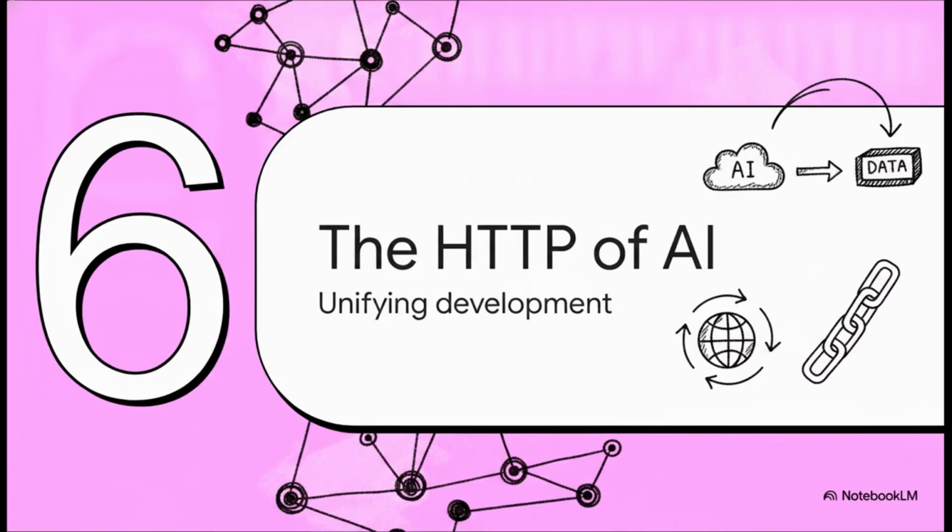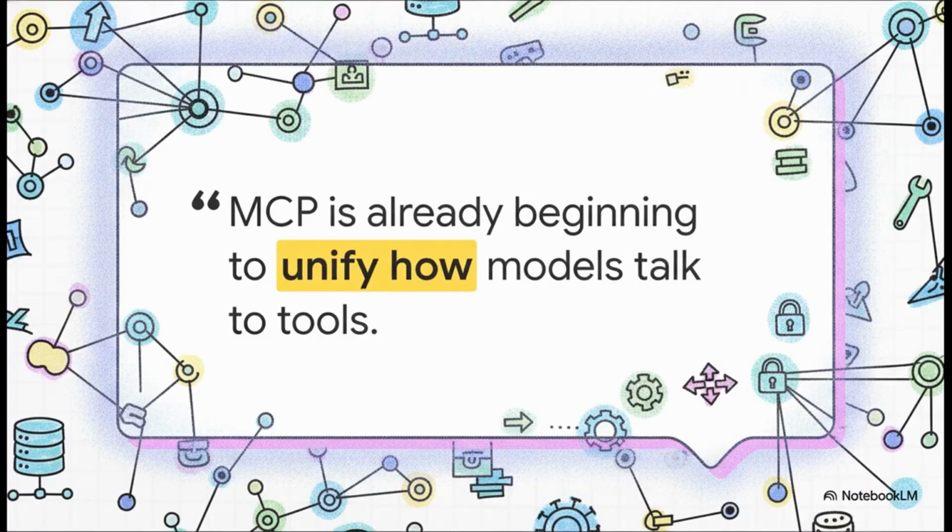And that brings us to our final section, Section 6, the HTTP of AI, and how this is unifying development entirely. There is a growing realization in the developer community right now, and it's a big one. The same way that HTTP completely unified the web, MCP is already beginning to unify how models talk to tools. This is a massive shift, guys. By creating a standardized, safe framework, MCP basically removes the friction from AI development. You expose your system once to the MCP standard, and suddenly, any compliant AI model in the world can understand and interact with your tools intelligently.